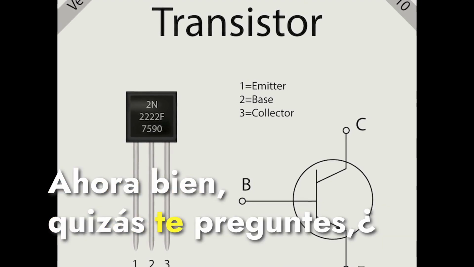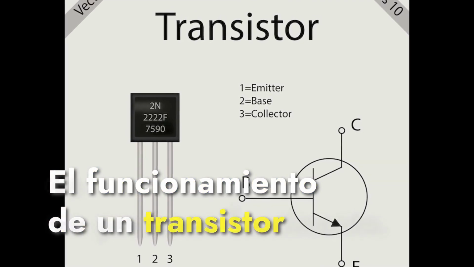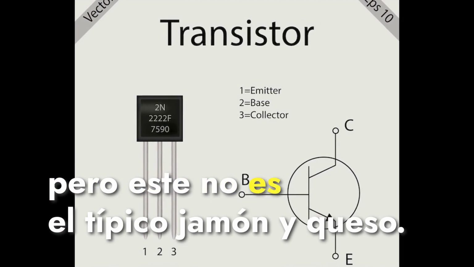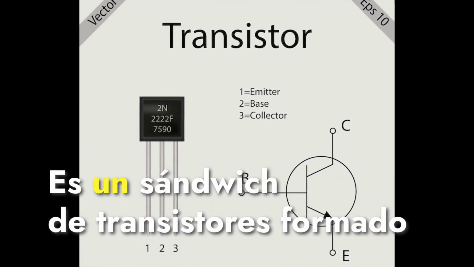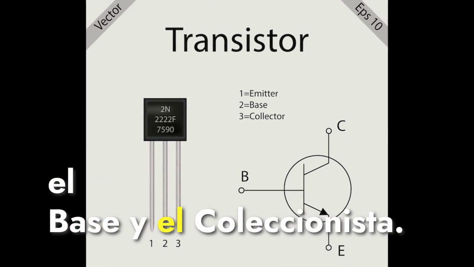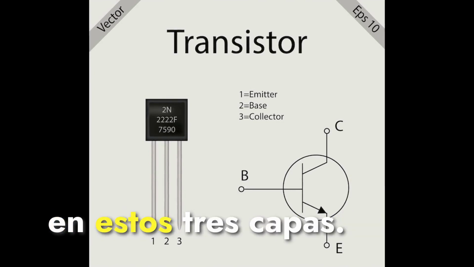Now you may wonder, how does this tiny switch actually work? The working of a transistor is a fascinating process. Picture a sandwich, if you will. But this isn't your typical ham and cheese. It's a transistor sandwich made up of three layers: the emitter, the base, and the collector. The key to understanding how a transistor works lies within these three layers.